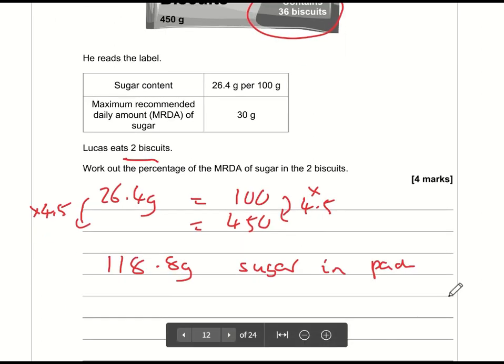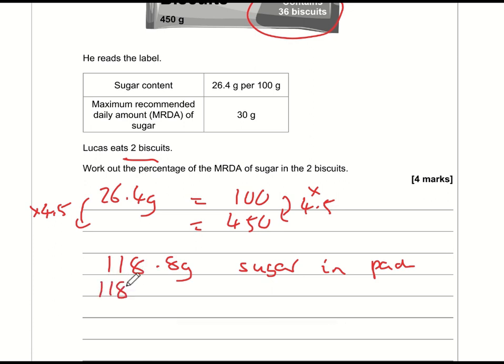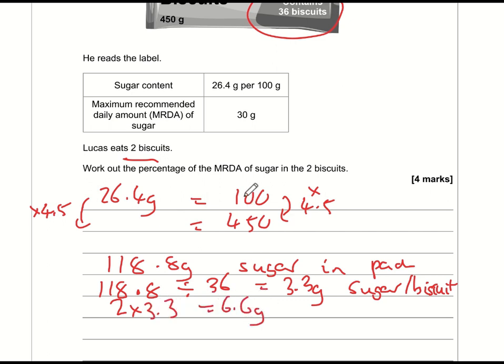Now we know that the pack contains 36 biscuits, so in one biscuit it's going to be 118.8 divided by 36, and that is 3.3 grams of sugar per biscuit. And he has 2 biscuits, so that's 2 times 3.3, which is 6.6 grams.